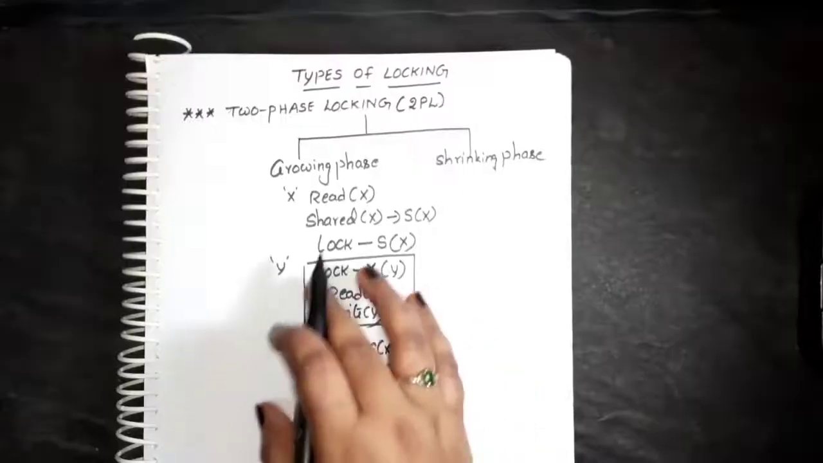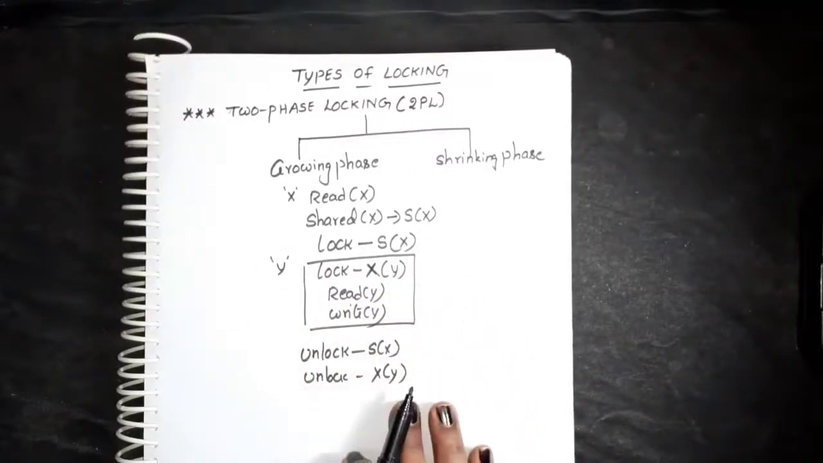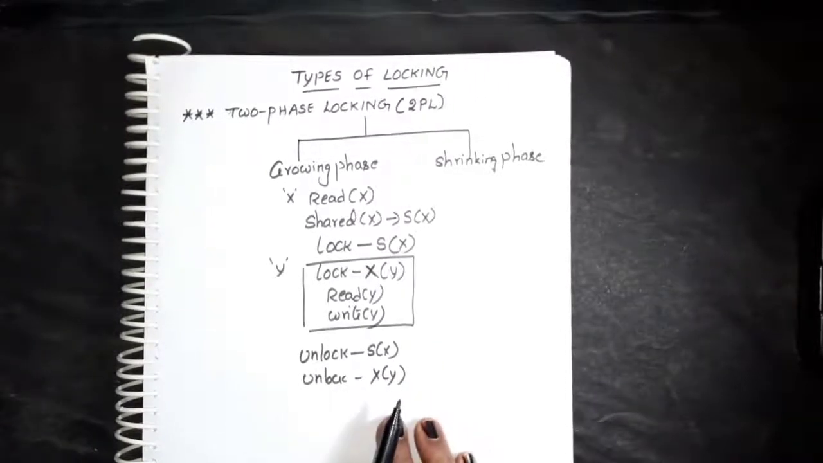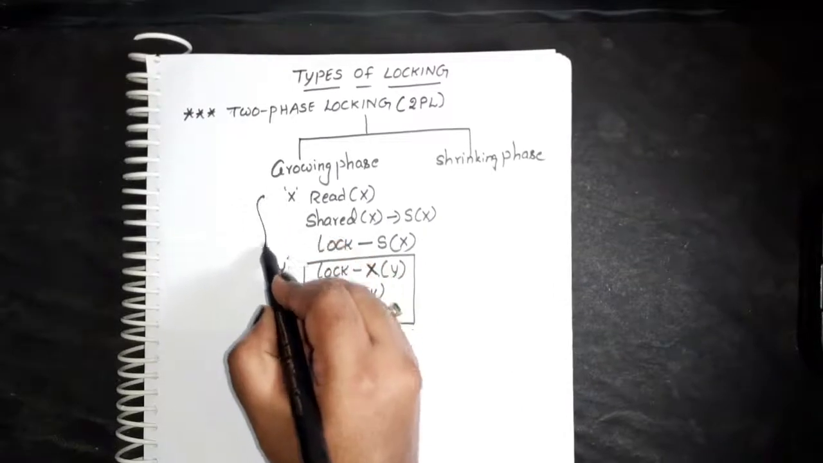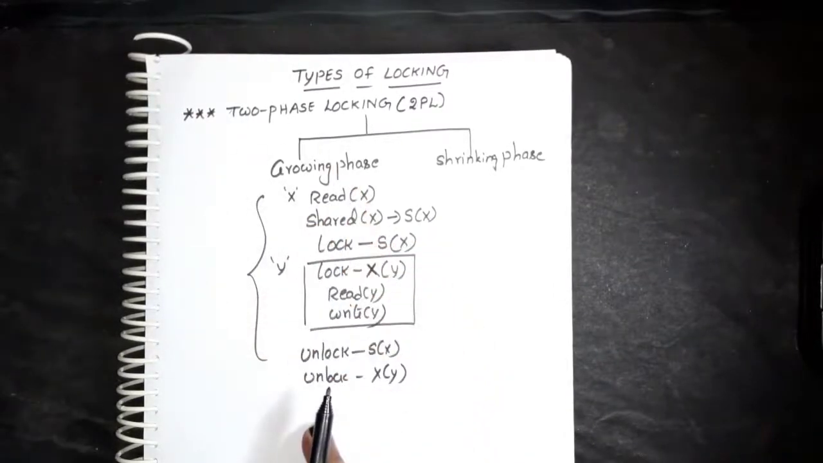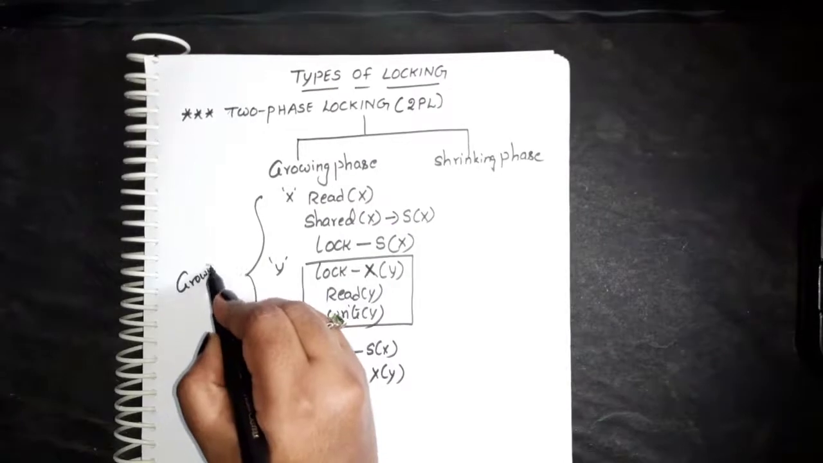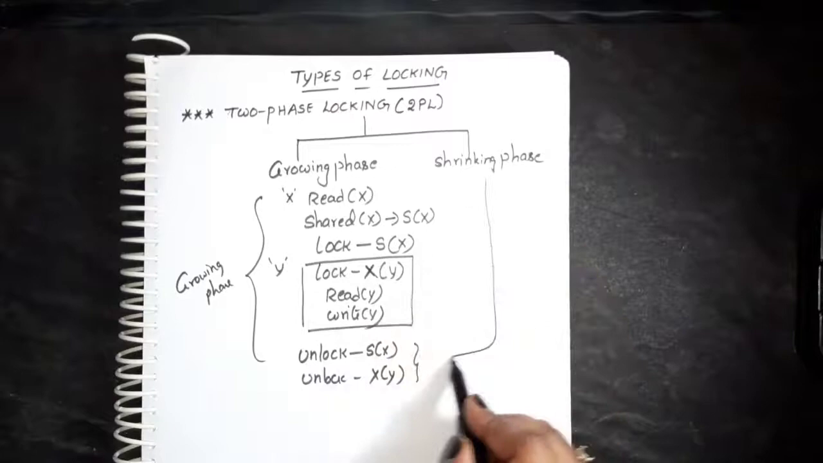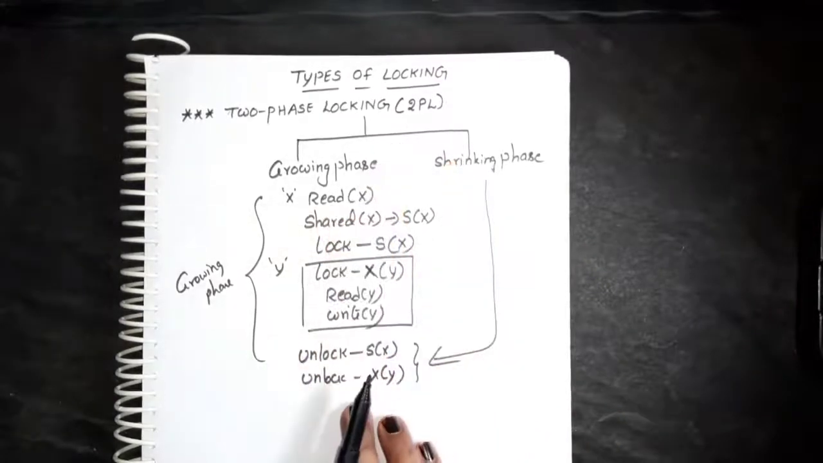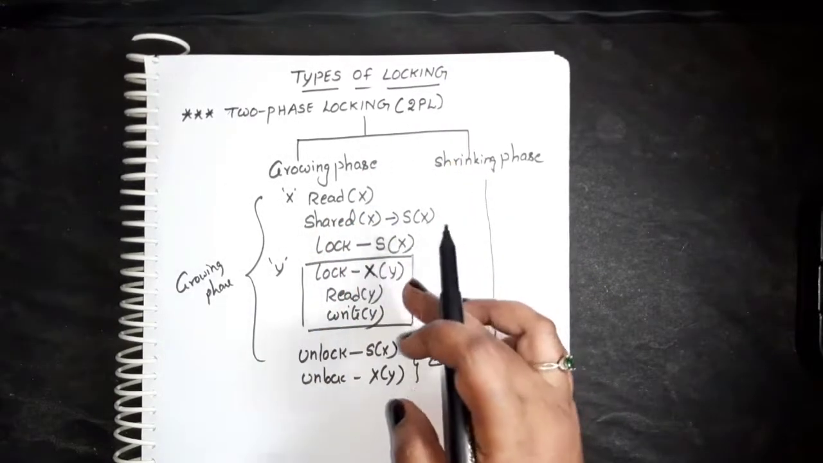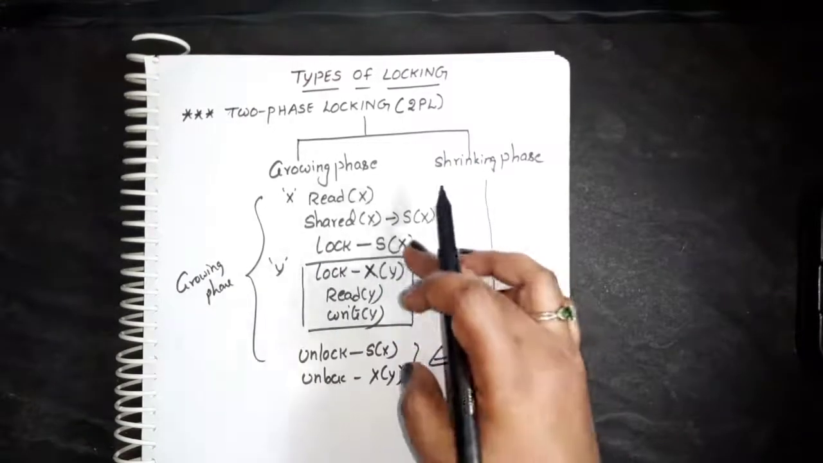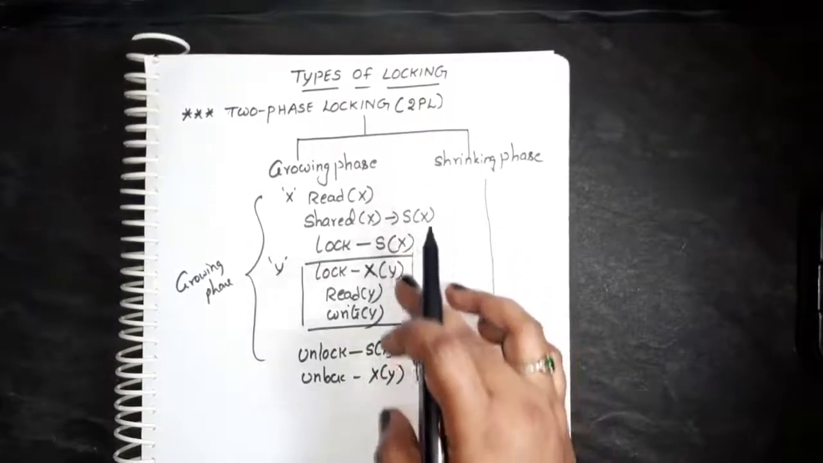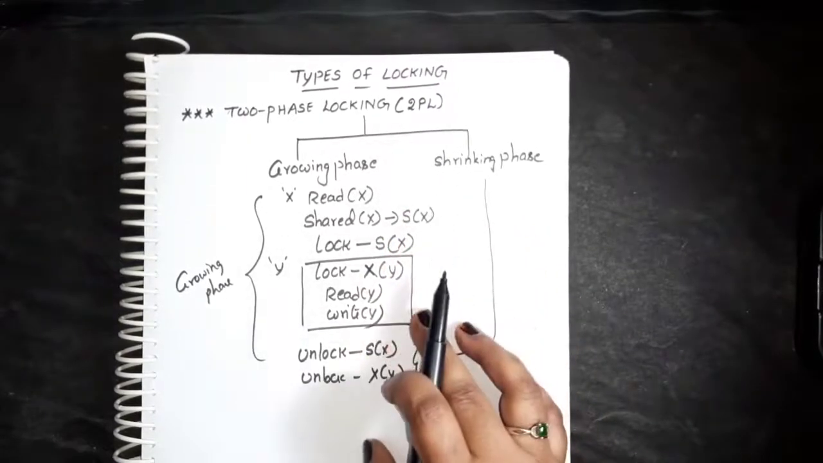Finally, after completion of all read and write operations, the final operation is called unlock. The continuous placing of the locks is called the growing phase, and finally releasing the locks is called the shrinking phase. In the growing phase, you place the locks, which are held until all the operations are completed. For this purpose, you continuously place locks on particular data items. That is what we call the growing phase.